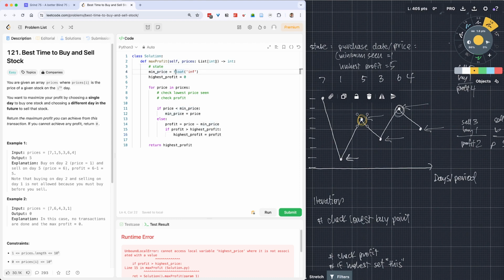So the minimum price is this. Highest profit is this. And you can see that it highlights it here for prices and prices. We want to check this is the lowest price we've ever seen. If it is, we will do a quick update. And if it's not, we will check the profit, and that's going to be the minimum. The price, it's not going to be the minimum, but it's going to be this price minus the minimum price.